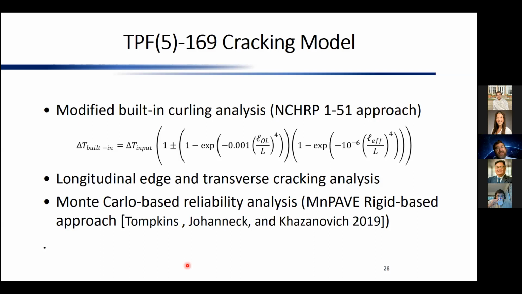And of course, the entire shape of the slab will depend on the stiffness of the support. So that's why we introduced two parameters, one for daytime curling, another for nighttime curling, and the difference between them will depend on the joint spacing and the radial relative stiffness of the overlay and the existing pavement.